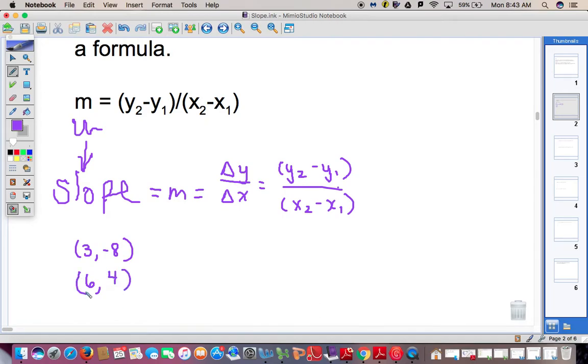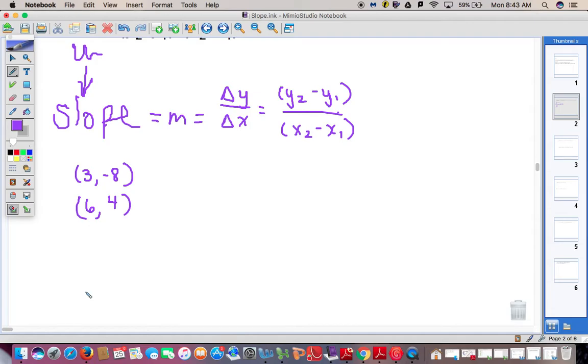Okay, so I would ask you to stack these on top of each other, just like I have. And when you do that, you don't have to worry so much about which one is x2 or x1 or y2 and y1. You can simply just subtract. I call it stack and subtract. You're going to subtract your y values first. So the slope is equal to -8 minus 4 divided by, and then we look at our x values, 3 minus 6.